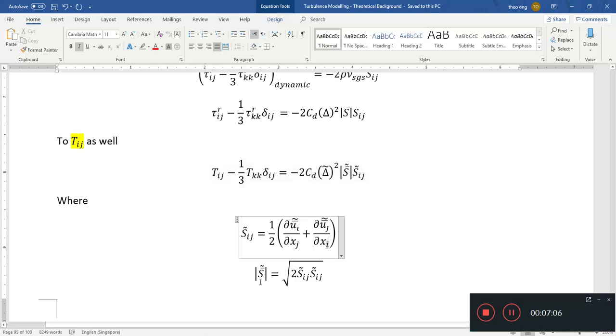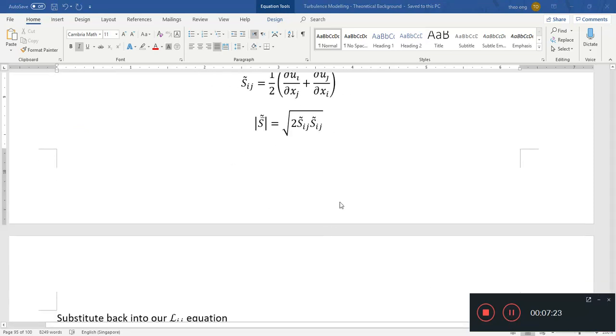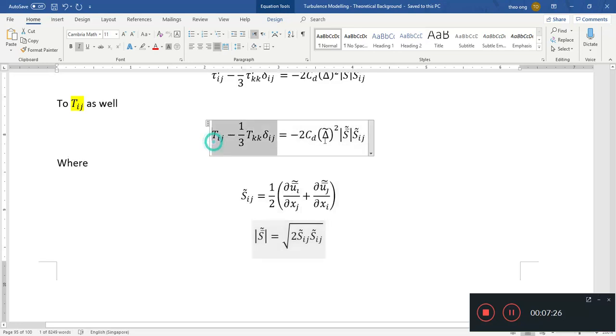Then naturally, the analog of this mean rate of strain, S bar, we have a filter on it as well. So what we will have is simply this. We will have the two filtered strain rates in there. Okay, so this is how we get our expression for the deviatoric tensor for this capital Tij. It is this one.